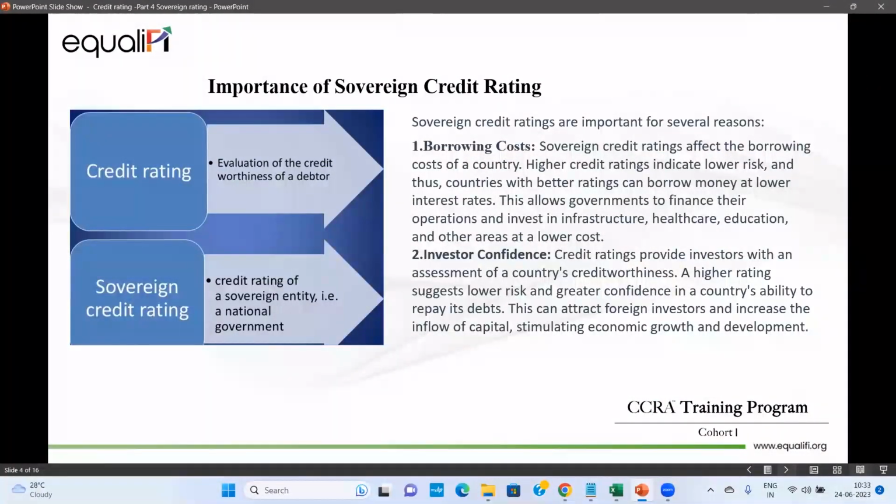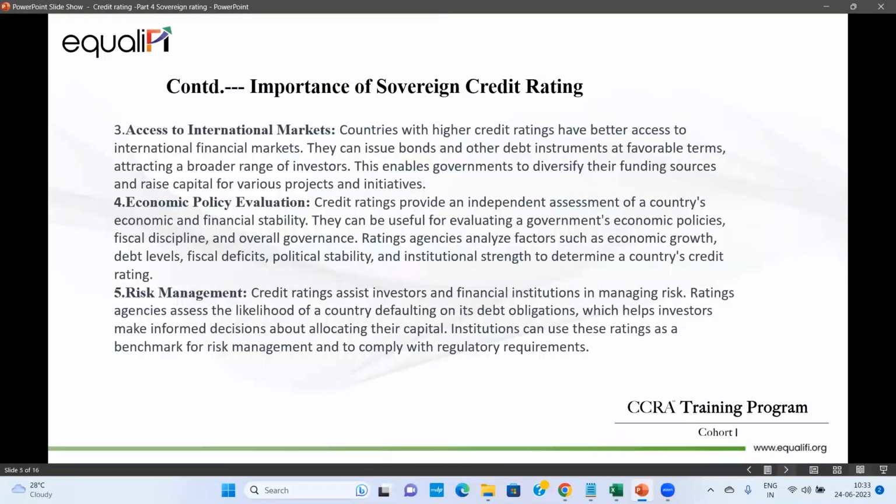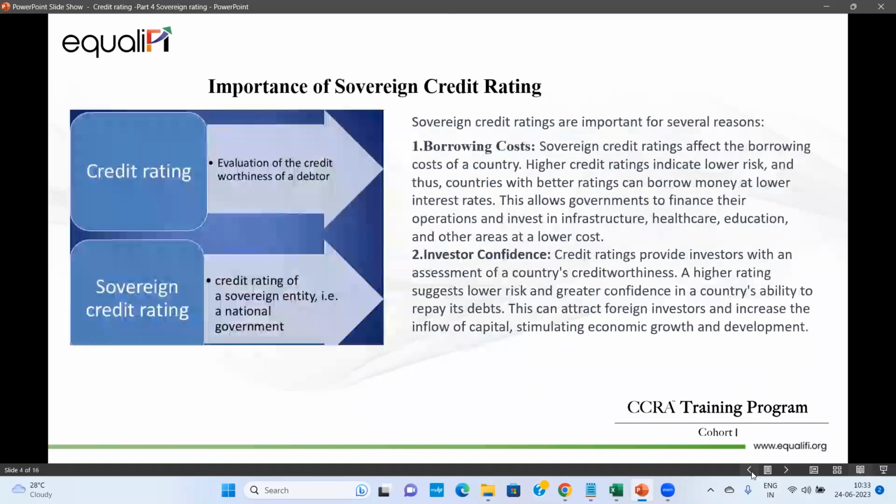Importance of sovereign credit rating. Sovereign credit ratings are important for a few reasons. One is borrowing cost for the country. Another is investor confidence. Third one is access to international markets. Fourth one is economic policy and evaluation. And fifth one is risk management.